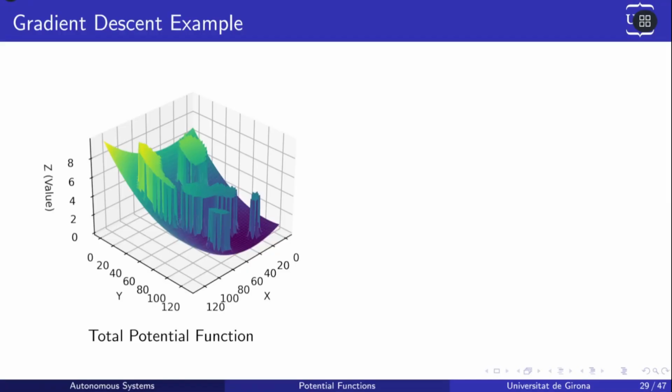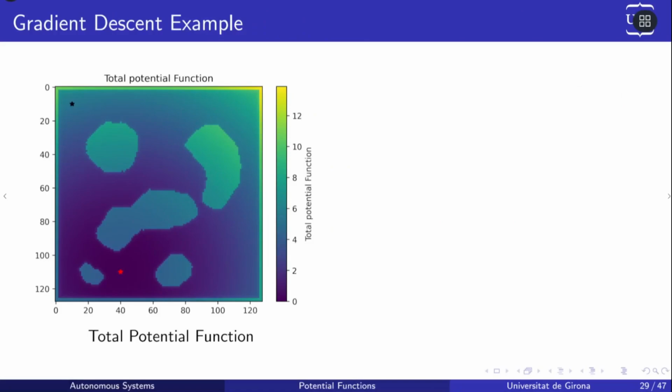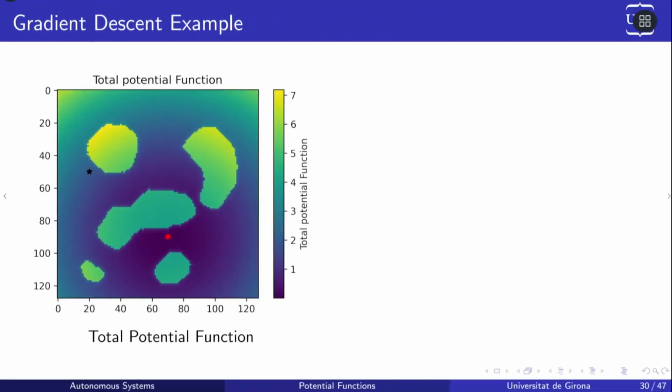Imagine we take the potential function that we have generated before, that is the addition of the attraction function plus the repulsive functions. This function is the same, seen in 2D. The only thing that is different is that I've marked here the goal in red, and the starting position in black, and then I apply gradient descent. If I apply gradient descent, I obtain something like that. Oh, it just works. But what happens if I modify the initial and final position?